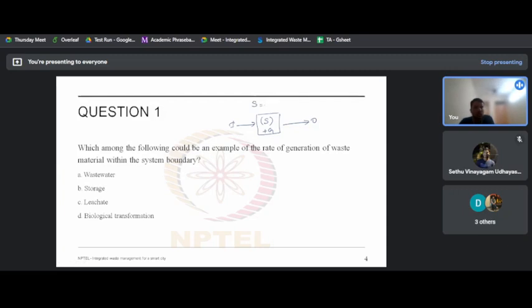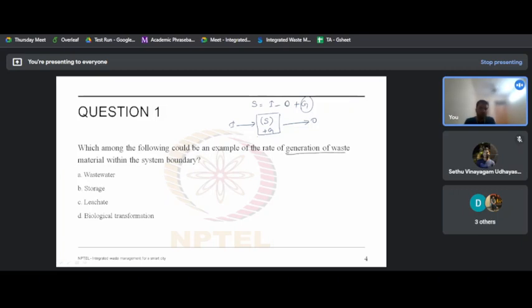So these all interact together and control the storage. How will the storage be? That will be the input minus the output, plus the internal generation. So what kind of generation can happen within a waste management system? That will usually be due to the degradation of wastes, chemical reactions, and physical processes as well. Due to these, there will be a certain generation of waste within the system boundary.